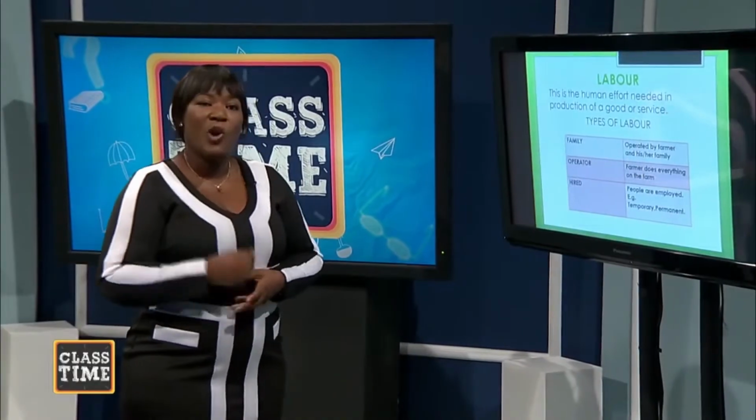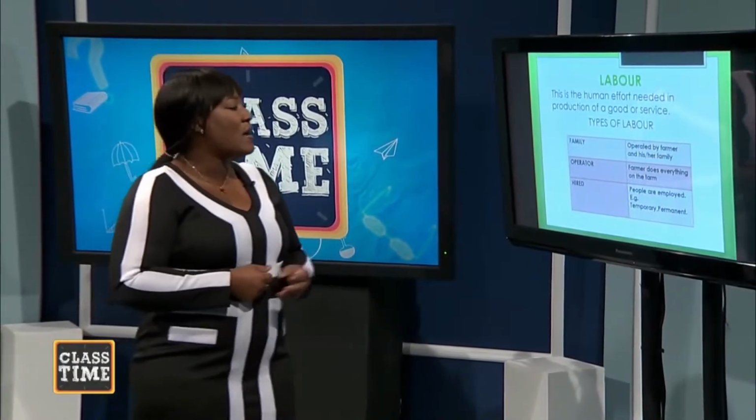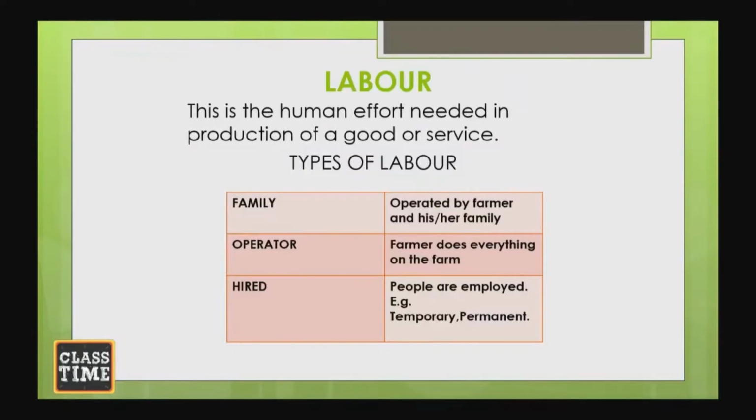Then we look further at operator labor, where a farmer does everything on the farm. The farmer is the manager, the consultant, the laborer, and he markets his own business. The farmer does everything on the farm. So there it will lend to him doing actually everything, inclusive of the labor.